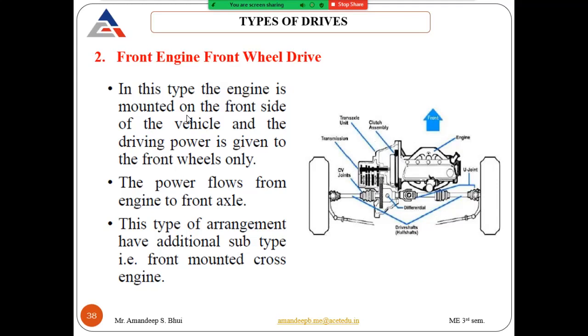In this type of arrangement, the engine is mounted on the front side of the vehicle, and the driving power is given to the front wheels. The power flows from the engine to the front axle. This type of arrangement has additional subtypes, that is front mounted cross engine.